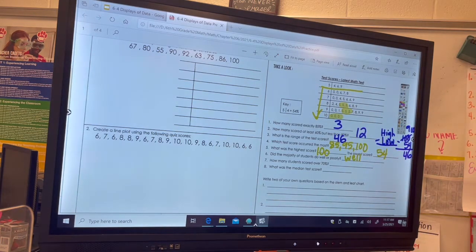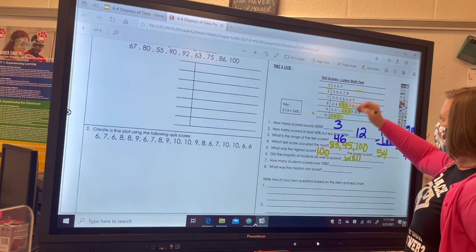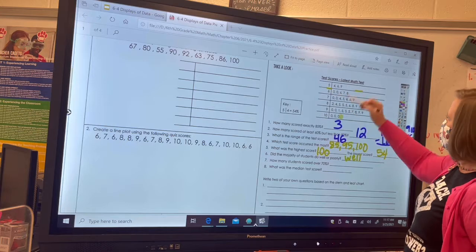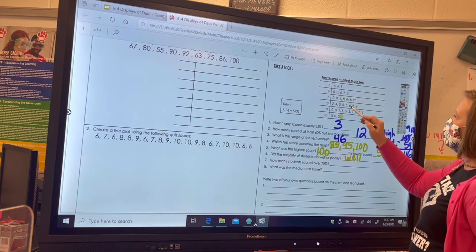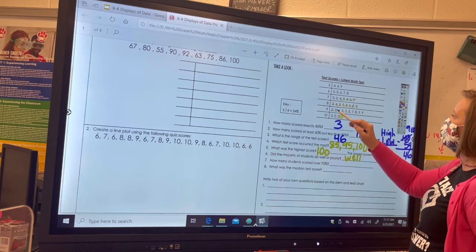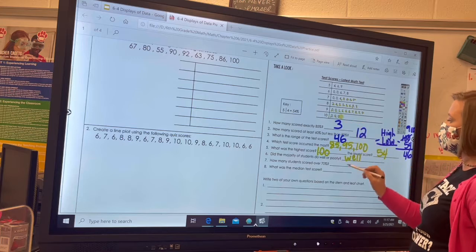How many students scored over 70%? 26. So let's count. 1, 2, 3, 4, 5, 6, 7, 8, 9, 10, 11, 12, 13, 14, 15, 16, 17, 18, 19, 20, 21, 22, 23, 24, 25, 26.